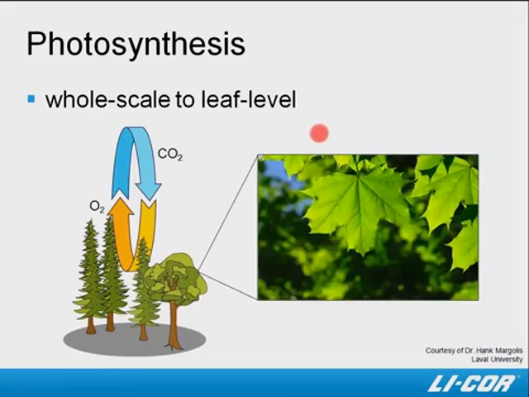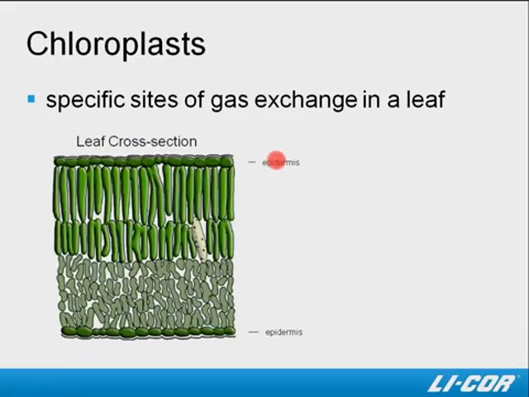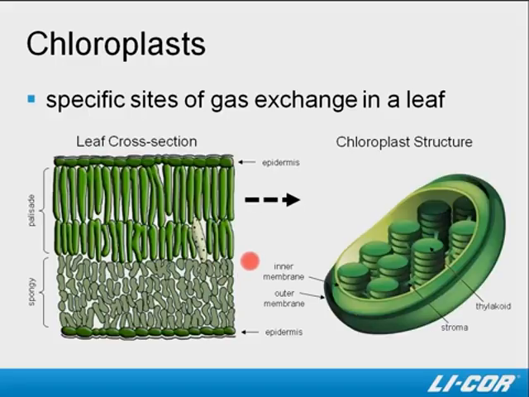For example, here is a cross-section of a leaf. The upper and lowermost layers of cells are referred to as the epidermal layers. In between the epidermal layers are two other cell types, one of which is called the palisade parenchyma, underneath which is a less organized layer of cells referred to as the spongy mesophyll. In all three cell types reside the specific sites of gas exchange with the atmosphere, the chloroplasts. Chloroplasts are double membrane organelles, enclosing an aqueous compartment referred to as the stroma. And it's within the aqueous compartment that the enzymes reside that assimilate carbon dioxide into the sugar molecules.